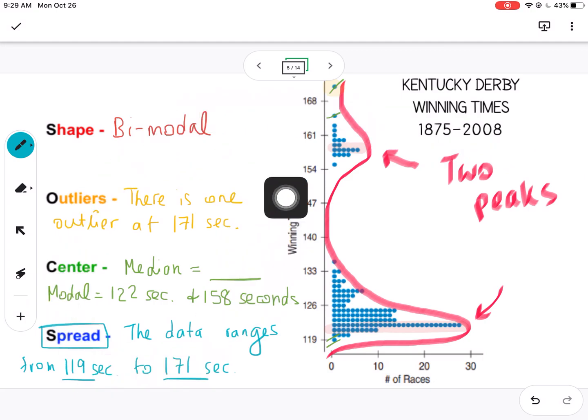So these questions are useful to ask yourself because it really just makes you think a little bit more about the data, what it's representing. We have two modal groups, which is interesting, 122, 158. I wonder what time period the horses were faster in. Maybe there are ways to keep horses healthier, make them stronger, or something that we know more of now in the 21st century.